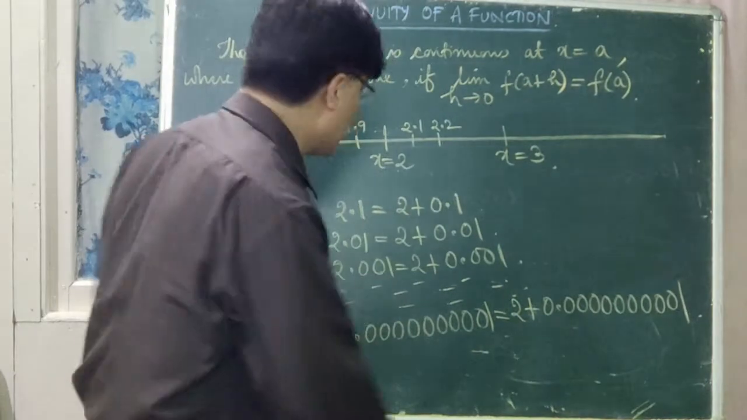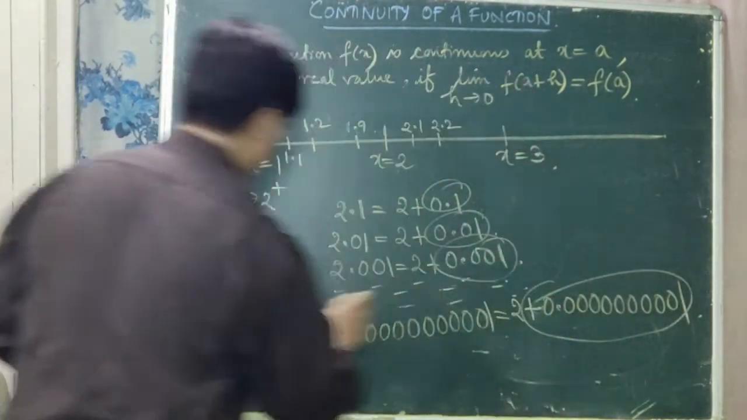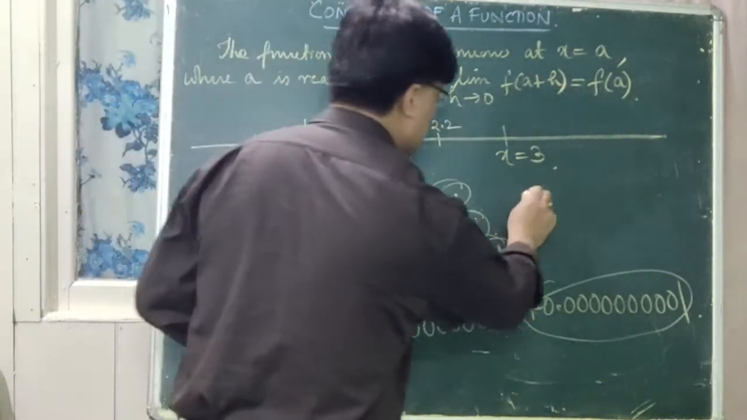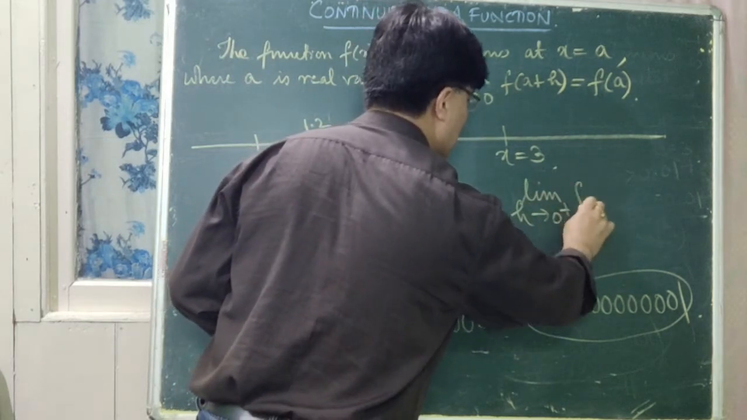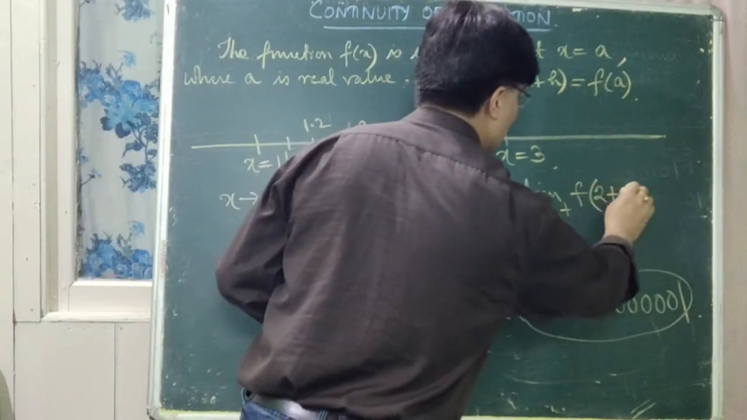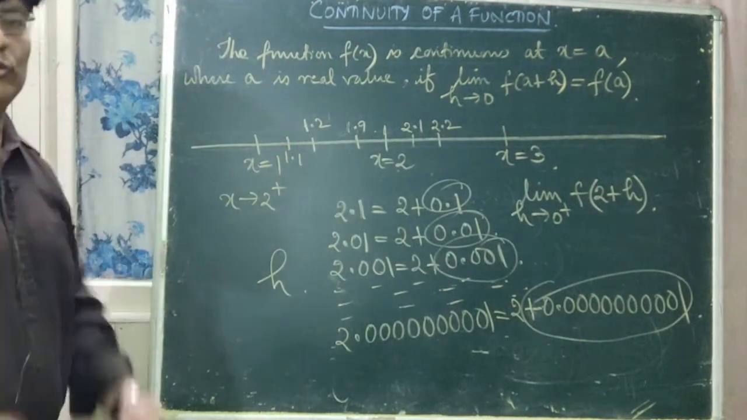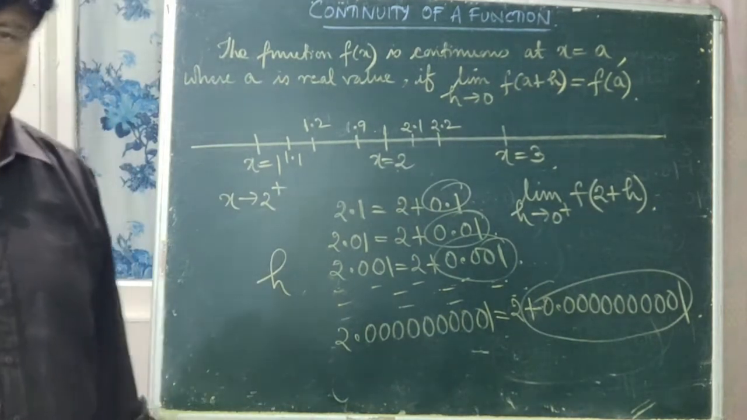That's why, so that we don't get confused, instead of this we are writing h out here. So in this case, limit h tends to 0 plus f of, instead of a, what do we have? 2 plus h. In place of a, we take a particular value, 2. I think you have understood it.